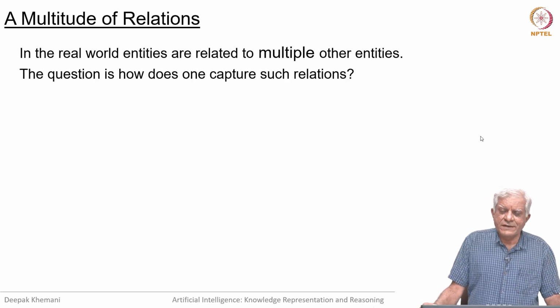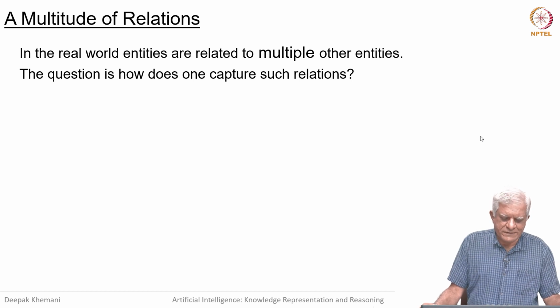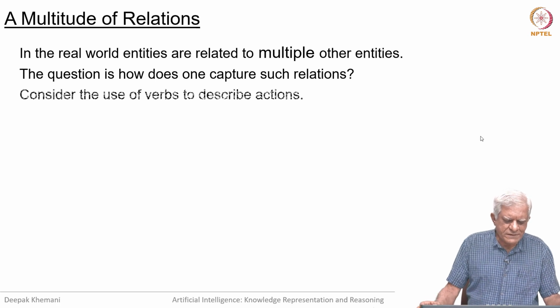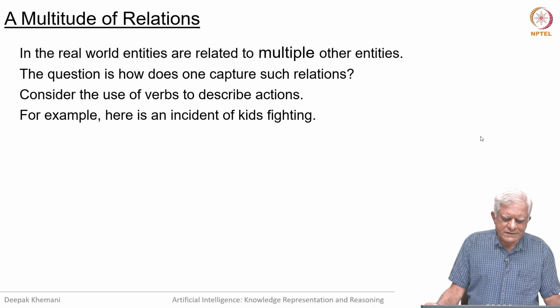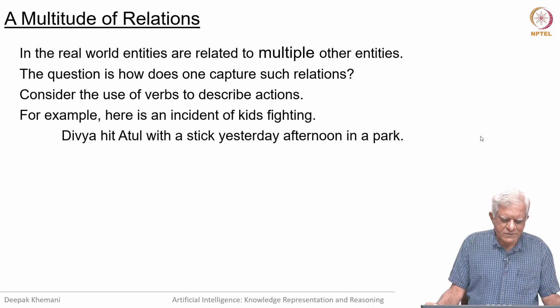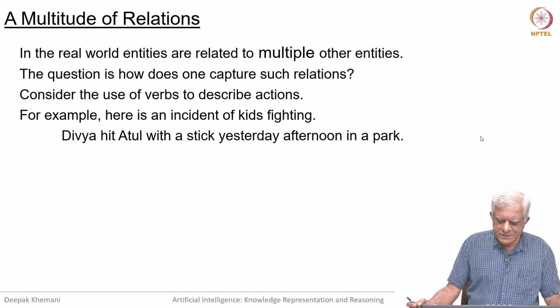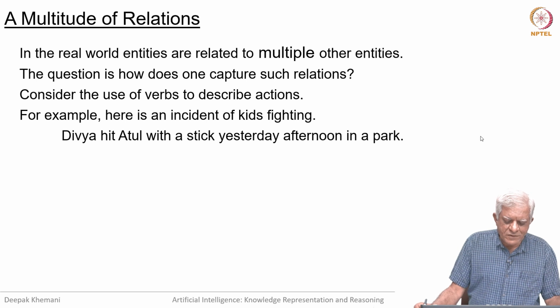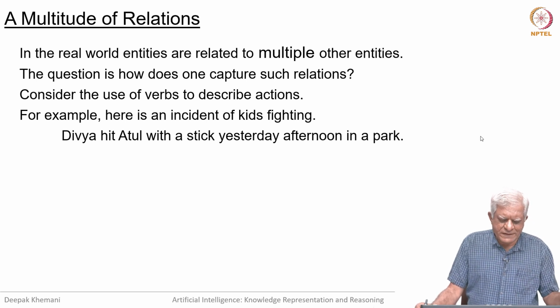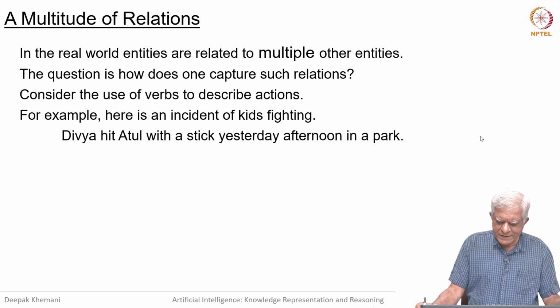So, there is a multitude of relations that we can talk of, and how can we handle them effectively. In the real world, entities are related to multiple other entities. The question is, how does one capture such relations? This happens in particular when we are talking about events and actions. So, let us consider the use of verbs for describing actions. Here is an example of an incident about a couple of kids playing and having a fight, and this incident says that Divya hit Atul with a stick yesterday afternoon in the park or in a park. How do we represent this?